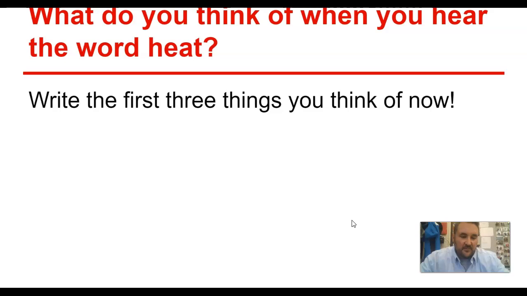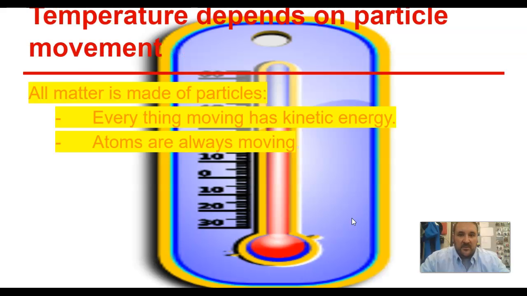So when you think of heat, most people think of fire or something that's hot, or hot coffee, hot chocolate, something getting hot. Temperature depends on the particle movement. All matter is made of particles. Everything has kinetic energy until you hit absolute zero. We've talked about that in previous chapters. Atoms are always vibrating in place. Even in a solid, they're still vibrating, even if it's just a tiny bit. In liquids, they vibrate enough that they can move around, and in gases, they're bouncing all over the place.